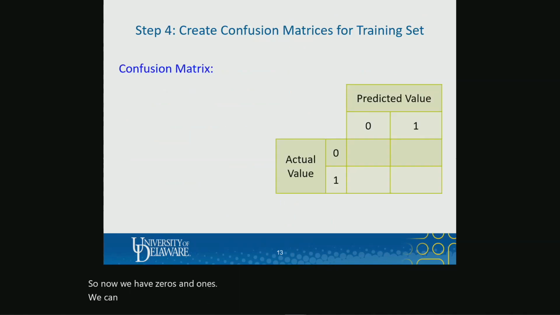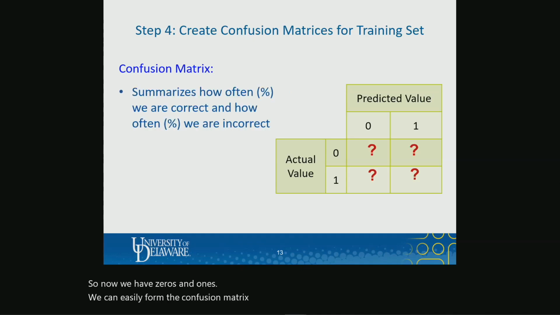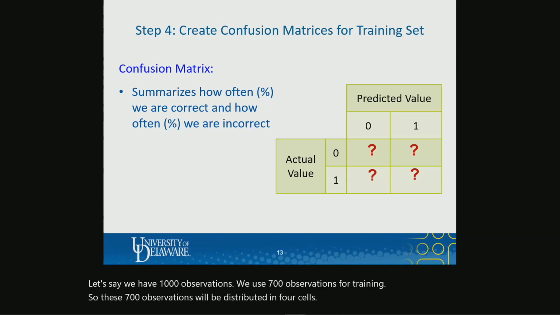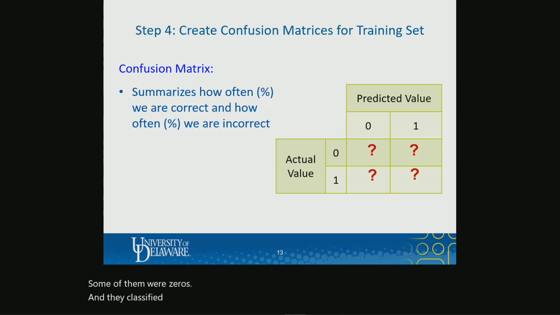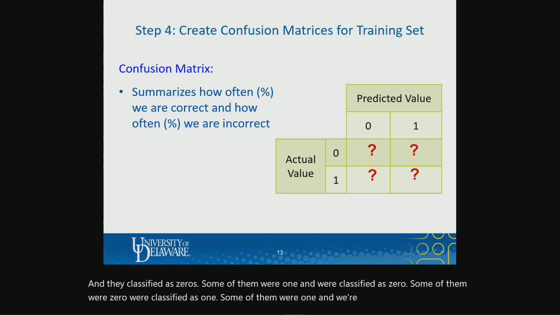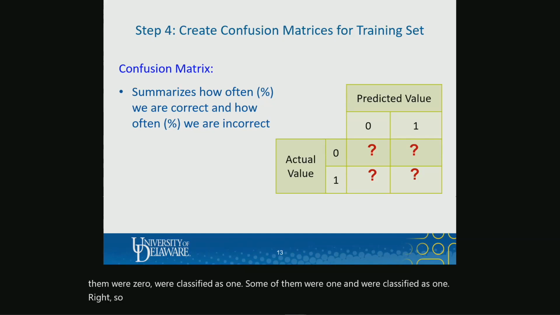We can easily form the confusion matrix. This is the confusion matrix. We have like 700 observations. So let's say we have 1,000 observations. We use 700 of the observations for training. So these 700 observations will be distributed in 4 cells. Some of them were zeros, and were classified as zeros. Some of them were 1 and were classified as 0. Some of them were 0, were classified as 1. Some of them were 1 and were classified as 1. Right? So this is the confusion matrix.